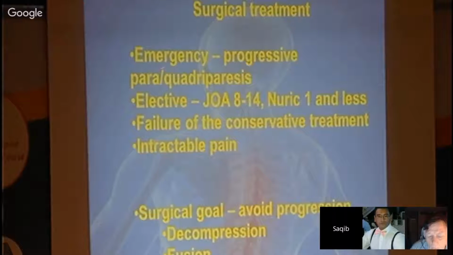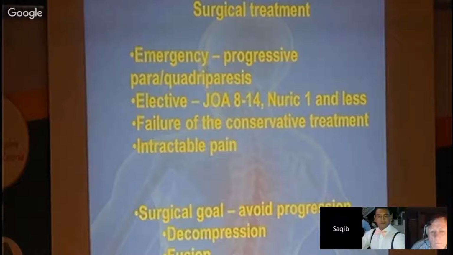So surgical treatment, we mentioned already that in case it's progressing, if you see paraparesis or quadriparesis that is progressing, that's an emergency. You have to act on that. Elective patients are normally operated with a Japanese Orthopaedic Association score of 8 to 14, or Nurick 1 and less, or failure of the conservative treatment, or sometimes intractable pain due to radiculopathy.